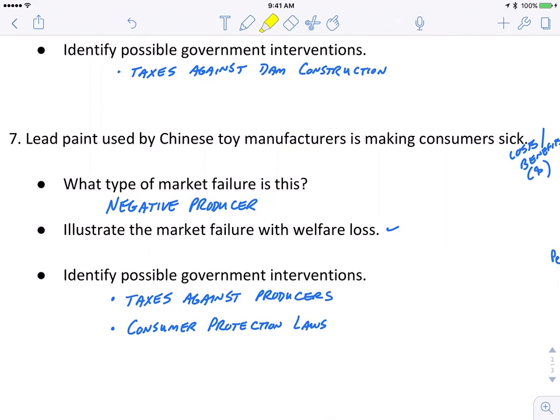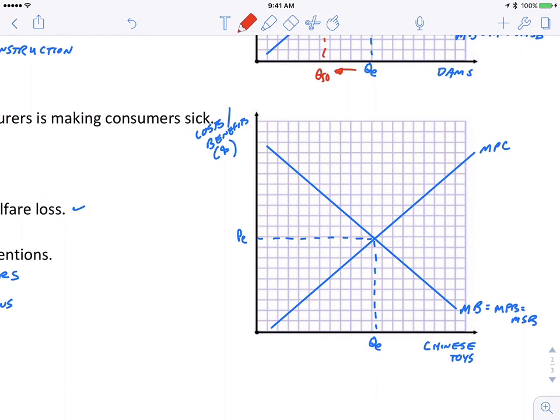Last example, lead paint used by Chinese toy manufacturers is making consumers sick. This is another example of a negative producer externality, something that happened in the early 2000s in the United States. We can see increased taxes or consumer protection laws because the goal here is again that we have a higher social cost. The cost to the toy manufacturers in China is not quite the same as all the costs of people getting sick in the United States. So the goal would be to decrease the quantity in the marketplace to a socially optimal level. You can do that through laws or regulations or taxes or tariffs.